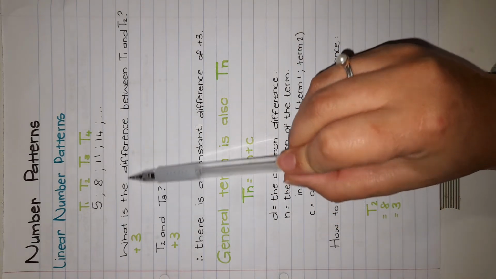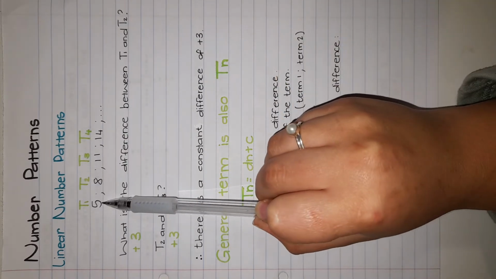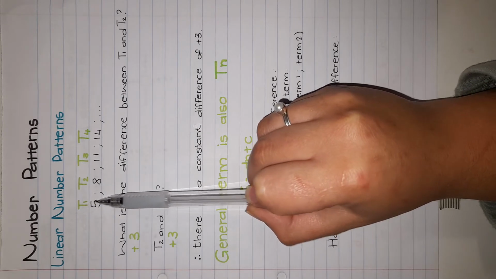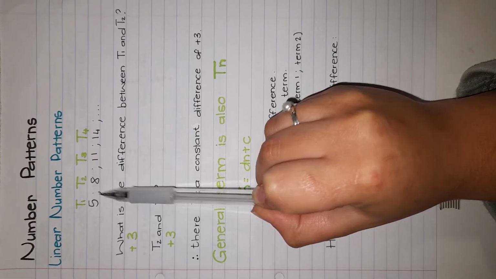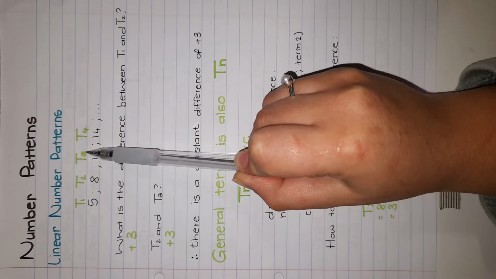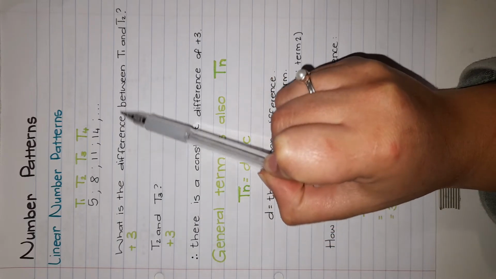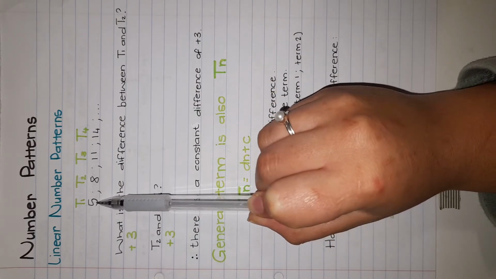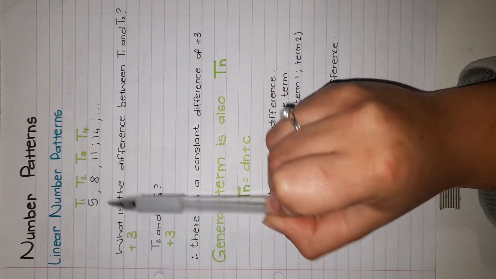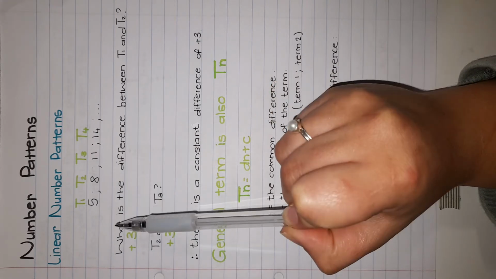Okay, so this is where it's going to come in. What is the difference between term 1 and term 2? So here we see 5, 8, 11, 14. So 5 we name as term 1 because it's our first term. 8 is term 2 because it's our second term. 11 term 3 and 14 term 4. So what is the difference between term 1 and term 2? So 8 minus 5 is 3. 11 minus 8 is 3. 14 minus 11 is 3.